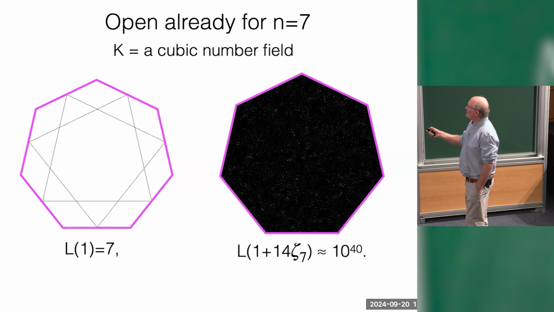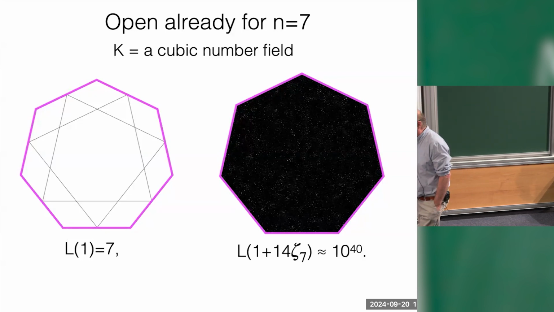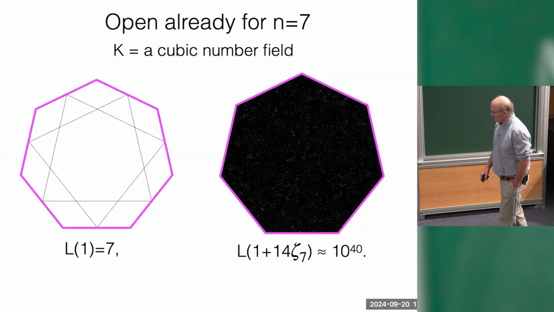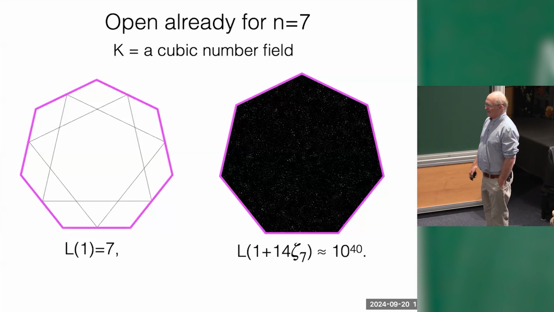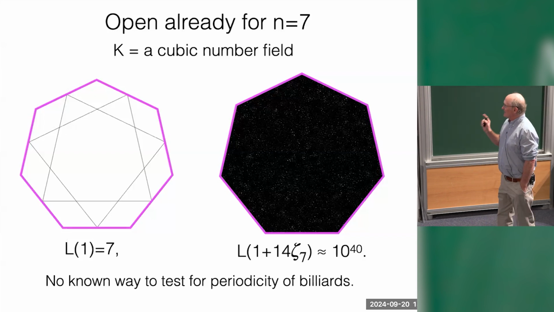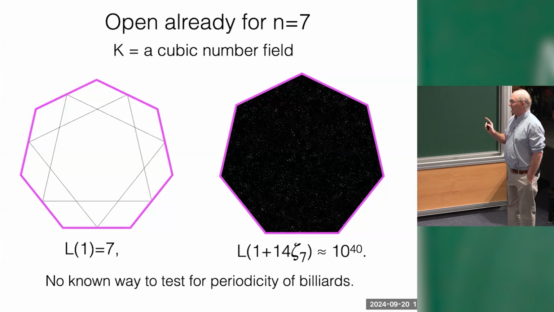Now, how did I compute this length? What I did was I applied some continued fraction algorithm to this number, and lo and behold, it terminated. But it was after quite a few steps. And there's no known way to test for periodicity of billiards.